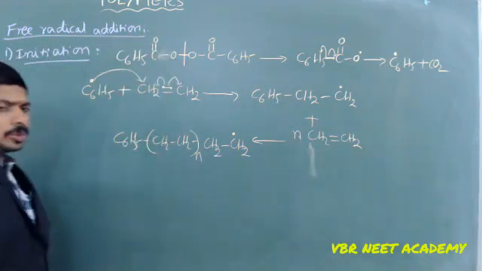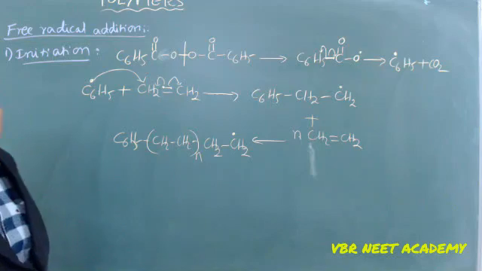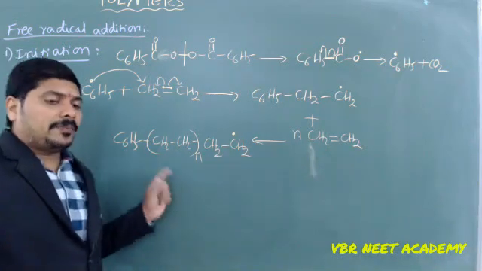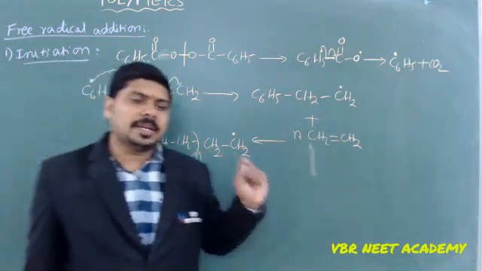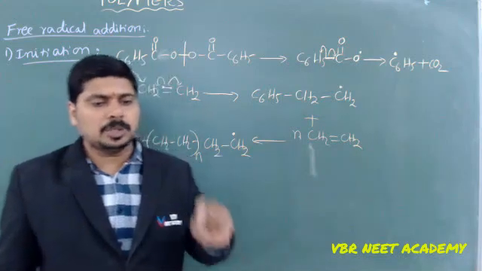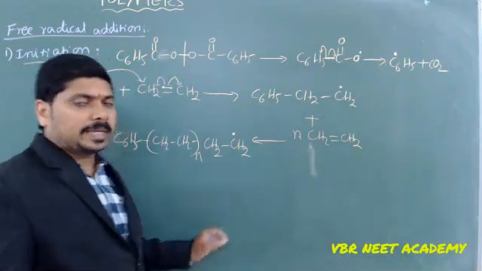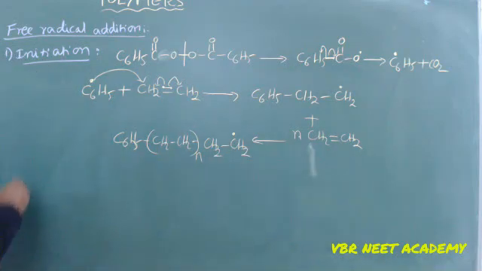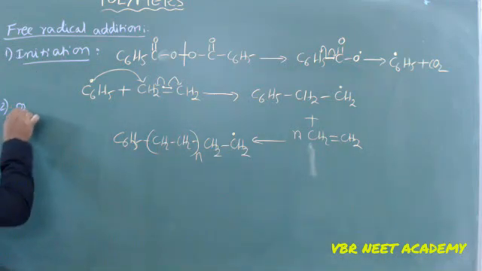Now how to get termination for your peroxide, that is the free radical mechanism. Whenever a free radical is present in a given reaction mixture, that will never come to an end, that will never come to termination. When is it going to get terminated? When we take out this one, then only it is going to get terminated. So this is called propagation.